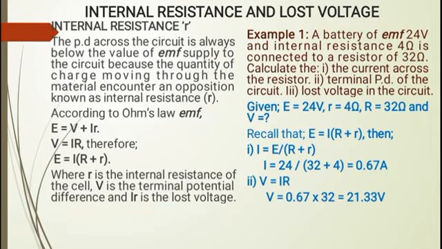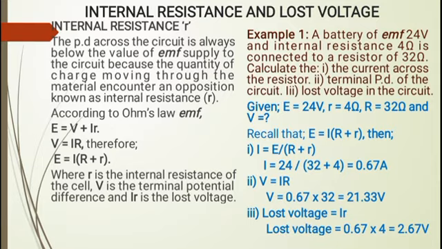And lastly, to find the value of our lost voltage, our lost voltage is equal to I multiplied by small r. And remember, we've calculated our current in the first part of the question. Therefore, we can substitute that into the equation. And our internal resistance is given as 4 ohms. Substituting this into the equation, we have 0.67 multiplied by 4, and this is equal to 2.67 volts. And with this, we are going to bring the lesson to an end.